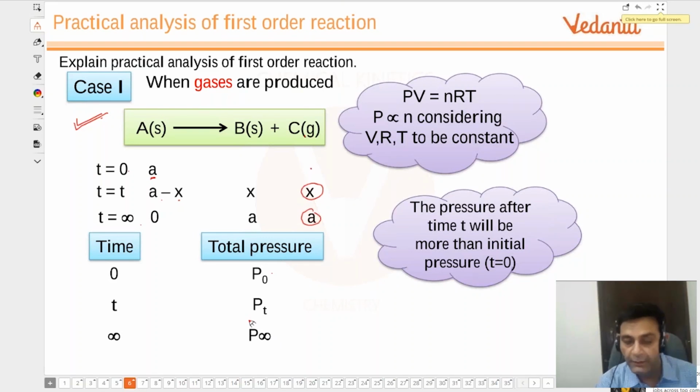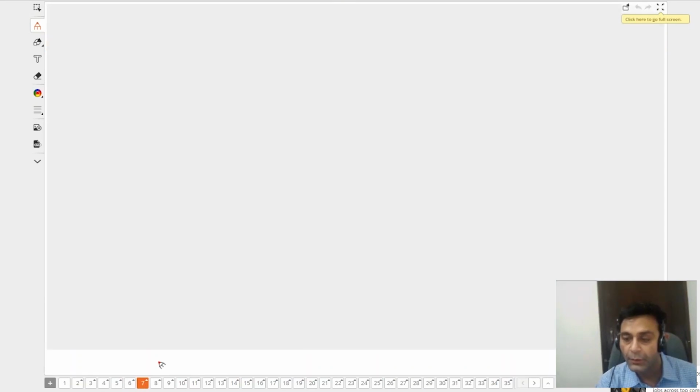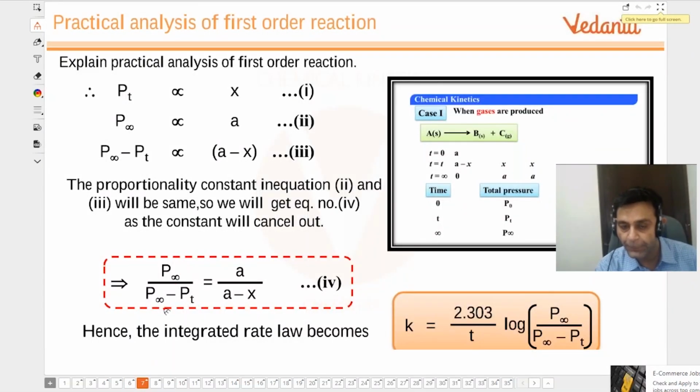Right? Now, from here, I can say this P infinity, that is initial pressure, upon P infinity minus Pt, that is equal to A upon A minus X. It means instead of writing A upon A minus X, I can write here P infinity upon P infinity minus Pt.